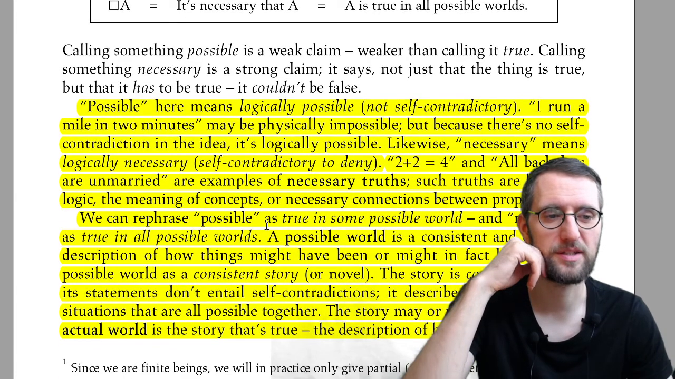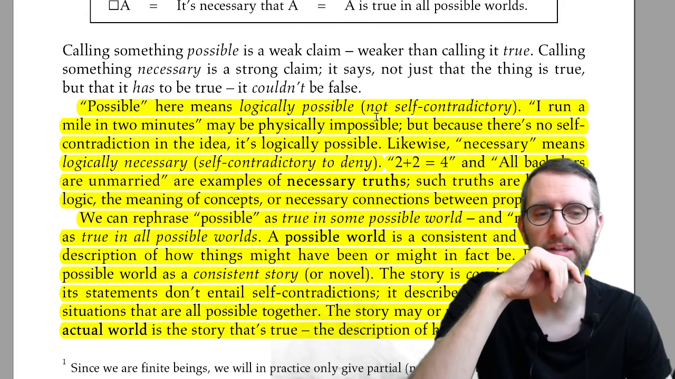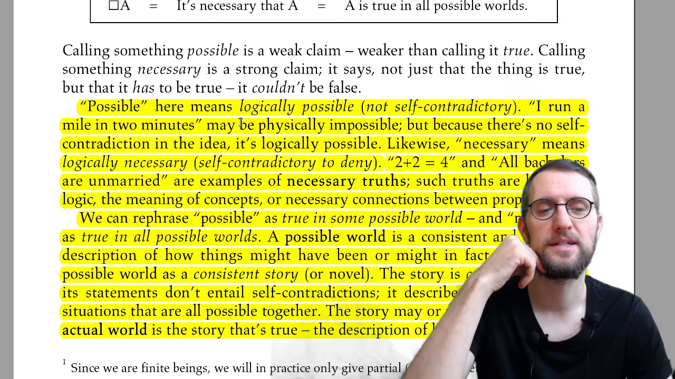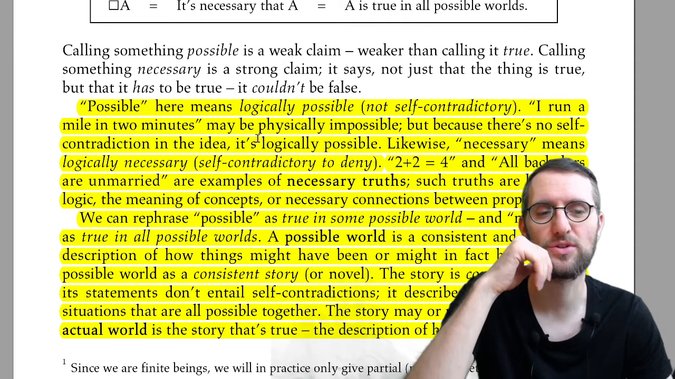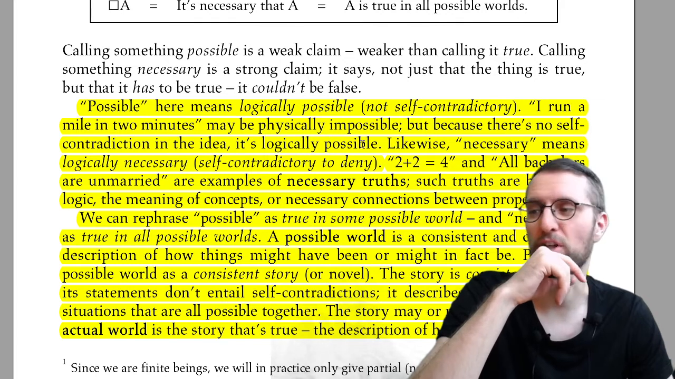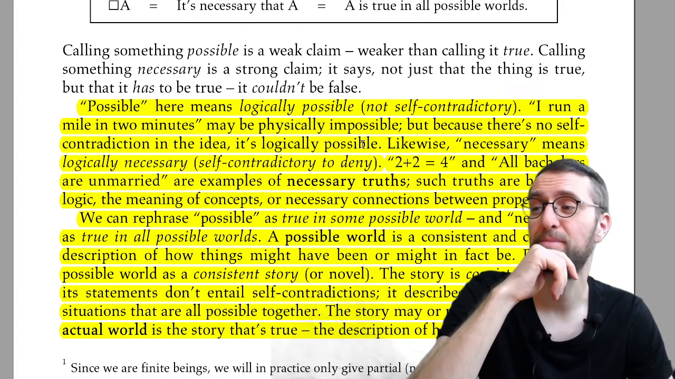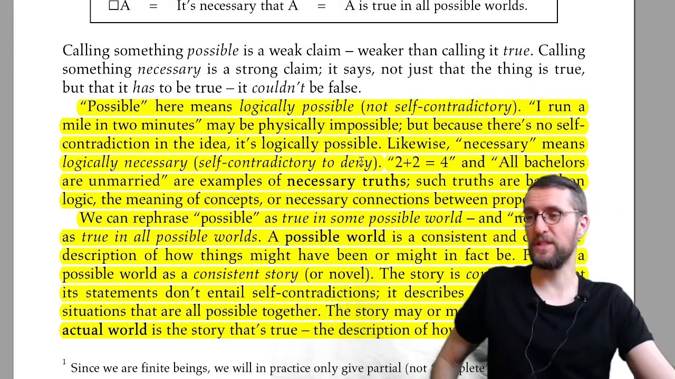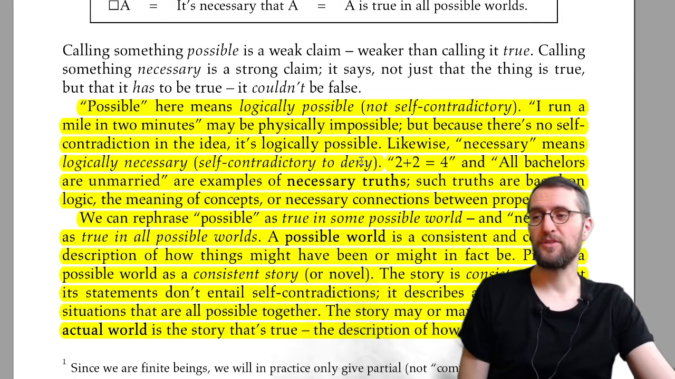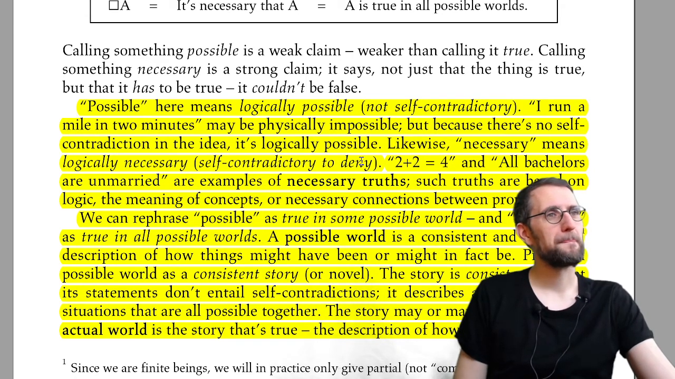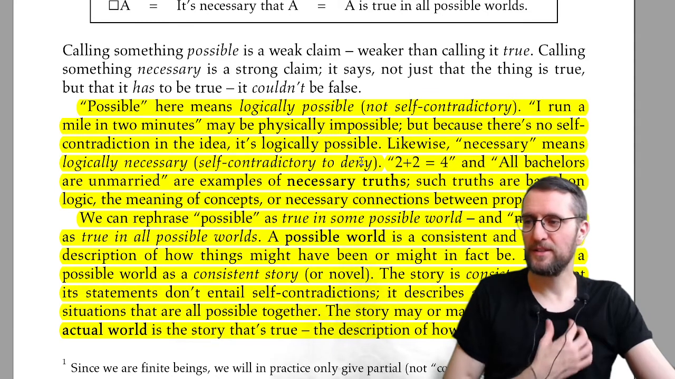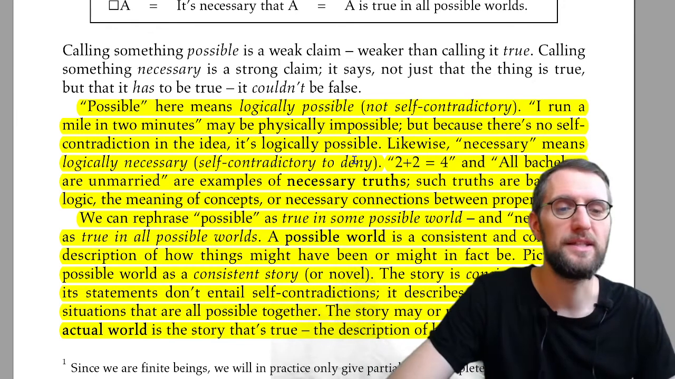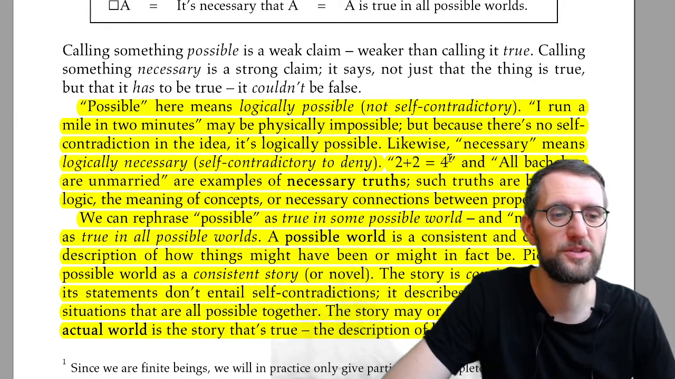So possible here means logically possible, not self-contradictory. So running a mile in 2 minutes may be physically impossible, but because there's no self-contradiction in the idea, it's logically possible. So yeah, it's imaginable that under some conditions somebody runs a mile in 2 minutes and it's not contradictory. Right? If I say something like, I ran a mile in -2 minutes, that's probably logically impossible. That's self-contradictory, right?